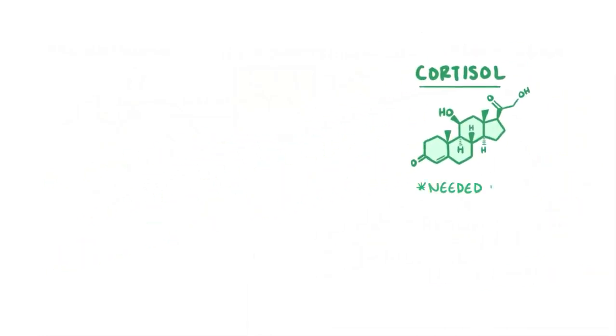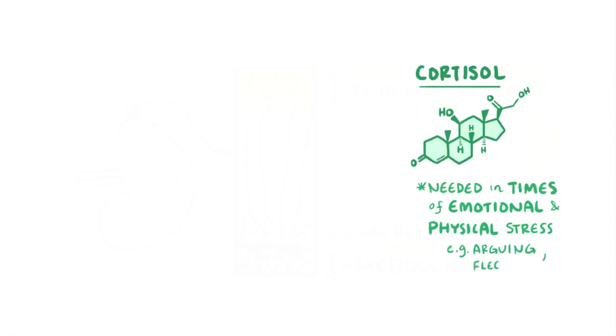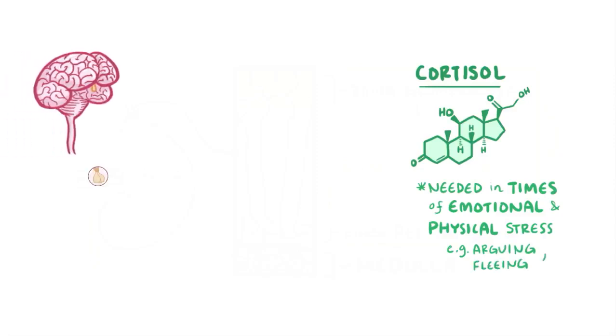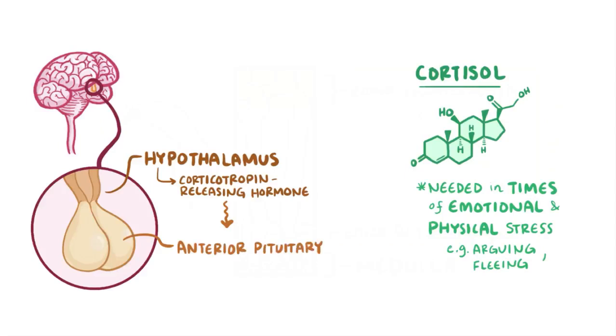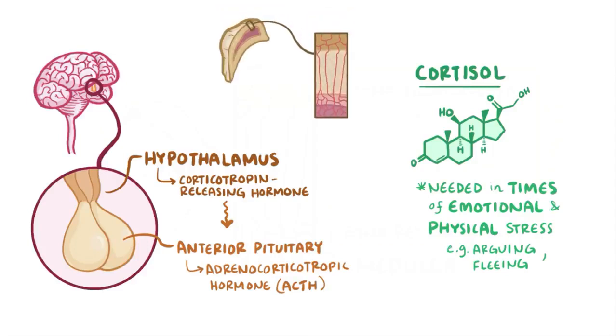Now, cortisol is needed in times of emotional and physical stress, like arguing with a friend or fleeing from a pack of raccoons. In those situations, the hypothalamus, which is an almond-sized structure in the brain, releases corticotropin-releasing hormone, which acts on the pituitary gland, which is the pea-sized structure sitting just under the hypothalamus. In response, the pituitary gland sends out adrenocorticotropic hormone, or ACTH, which travels through the blood to the zona fasciculata of the adrenal glands and signals cells there to release cortisol.